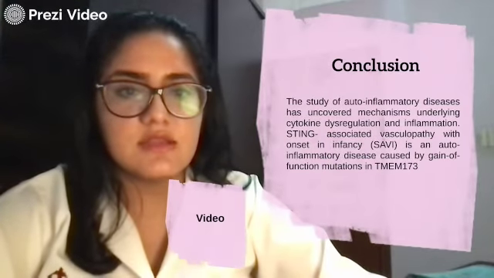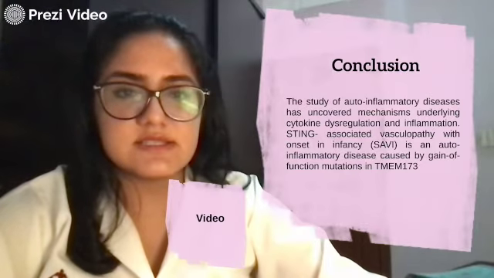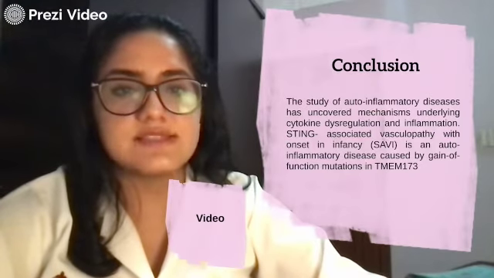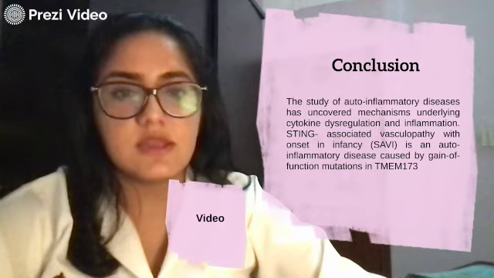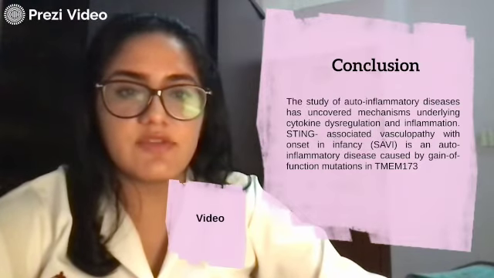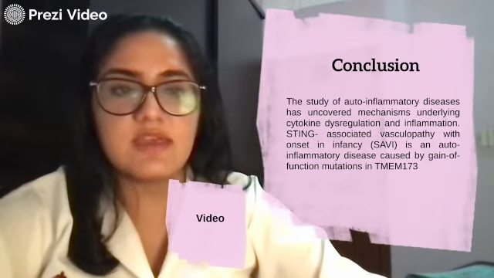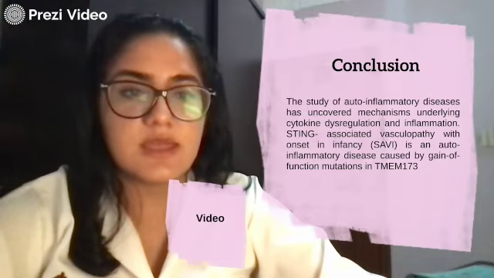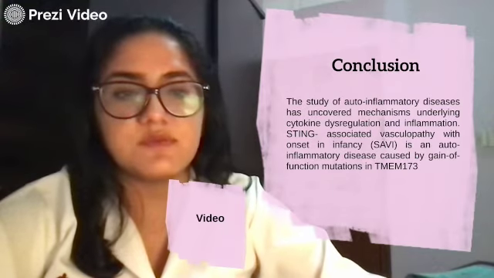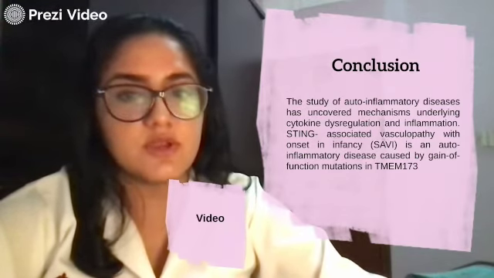Conclusion. The study of autoinflammatory diseases has uncovered mechanisms underlying cytokine dysregulation and inflammation. STING-associated vasculopathy with onset in infancy, or SAVI, is an autoinflammatory disease caused by gain-of-function mutations of TMEM173.